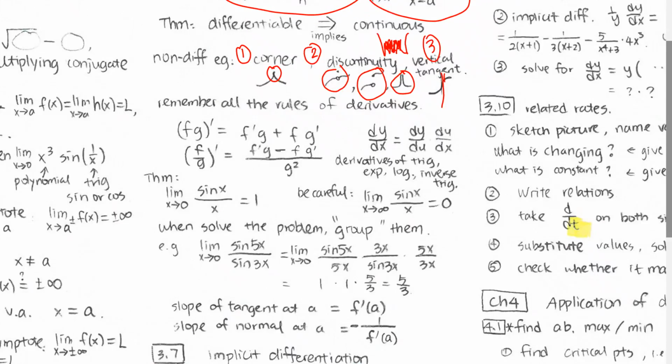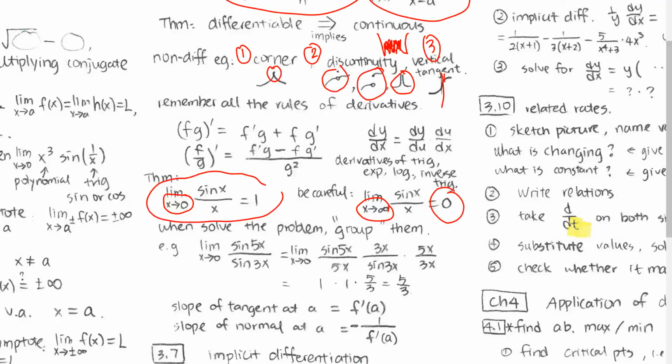In section 3.4, we talk about the trig limits. Remember that the limit as x goes to 0 of sine x over x is 1. Be careful, it's only true when x goes to 0. When x goes to infinity, the top is bounded by 1 and the bottom goes to infinity, that's why the limit is 0.